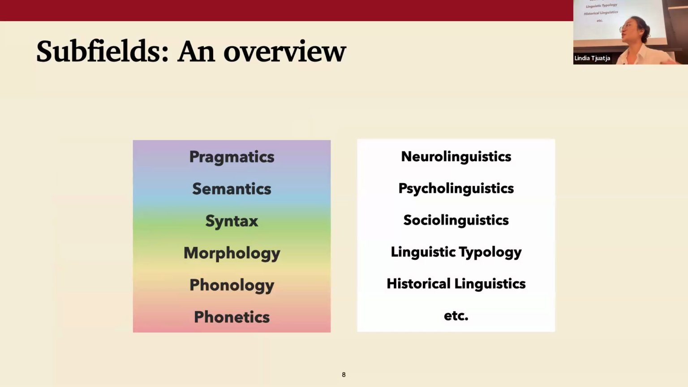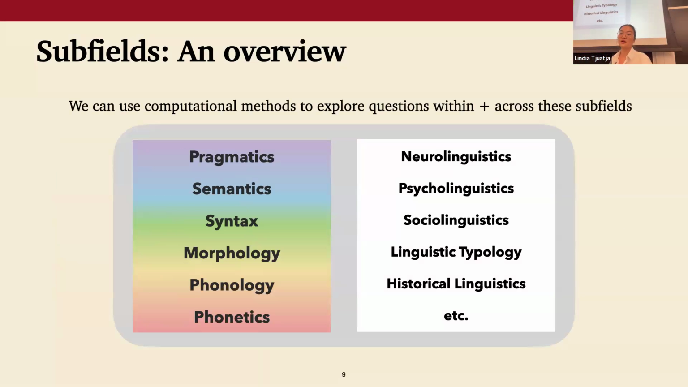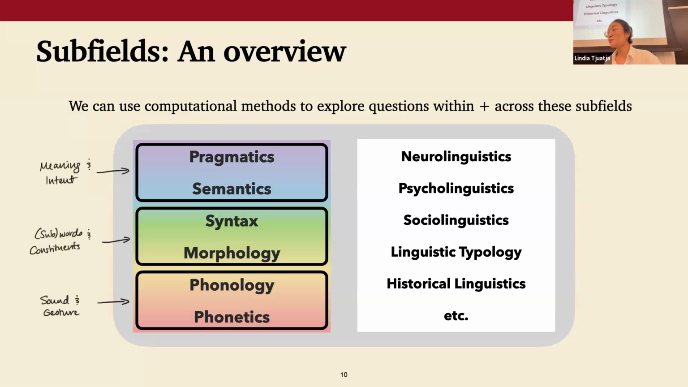And as much as I would love to cover all these things, I'm going to mainly focus on the things on the left. Across all of these different subfields, we can use computational methods to explore questions within and also across subfields. So in this lecture, I'm going to break things down into three main parts. First, we'll start with sound and gesture, then we'll move on to subwords and constituents, and then to meaning and intent, roughly broken up in these parts. But like I said, everything's a continuum, so we might advance a little bit in certain sections.